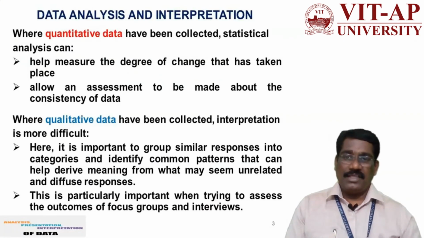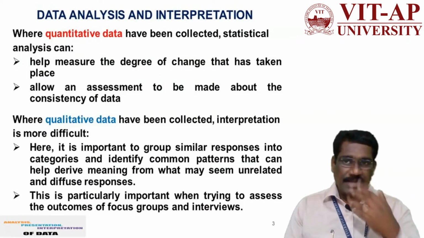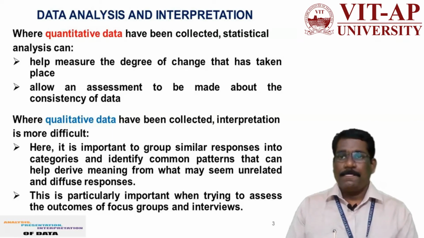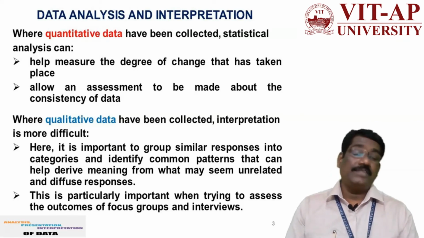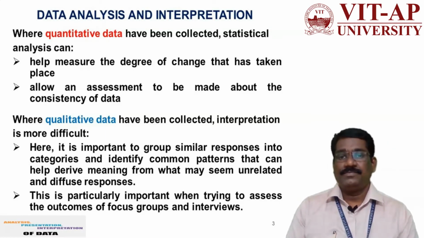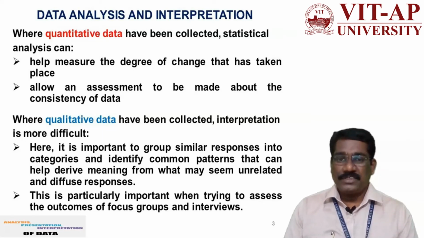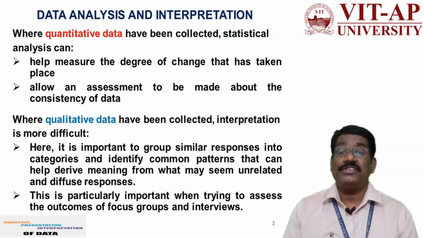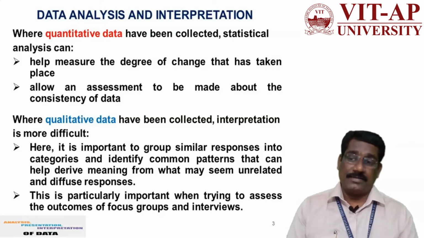When you talk about the next step in data analysis and interpretation, there are two kinds of data: quantitative data and qualitative data. Quantitative data have been collected and statistically analyzed, since it has a numerical value, and it helps to measure the degree of change that has been taking place, and also allows an assessment to be made about the consistency of the data.